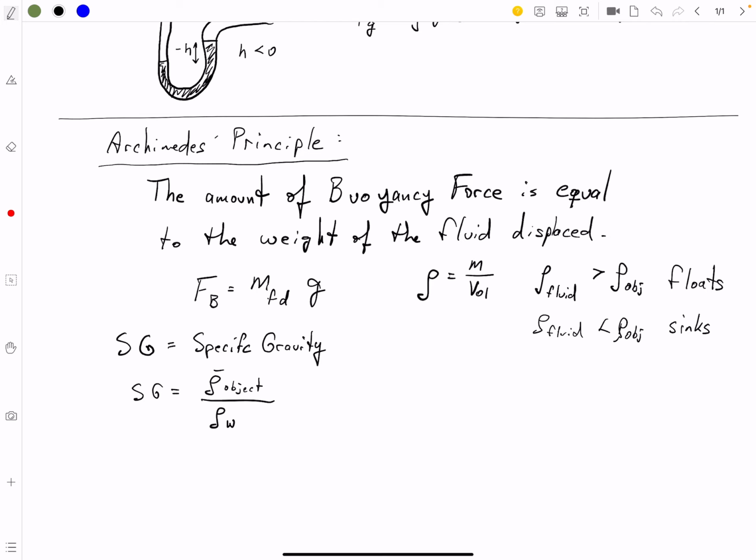So we're comparing with rho water. Okay, so let's just write out water. And we always want to compare, that's our specific gravity. It's in relationship to water, and rho water is equal to 10^3 kilograms per meter cubed. So that's our specific gravity.